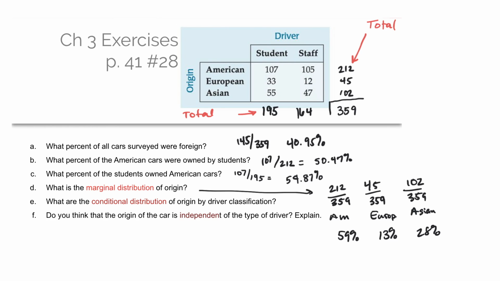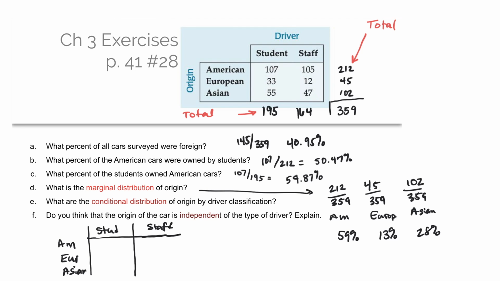Now, this one, I'm going to have 6 different answers, because they want to know for both of the classifications, right? So if we go ahead and we set that up, we're going to say driver, and we'll do it in kind of the same way: American, European, and Asian. It's easy to put this into a table, so we're just going to write the percentages down. But this time, I'm going to go straight to the percentages. So we're going to put students first, just like the table is, and then staff.